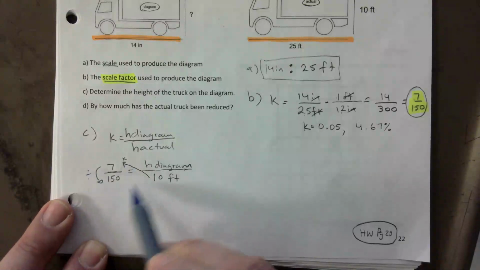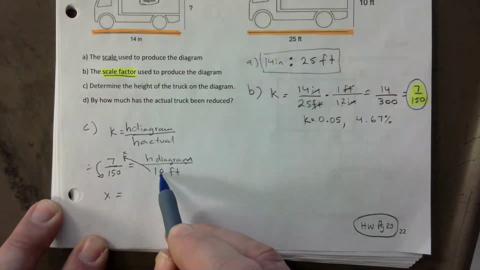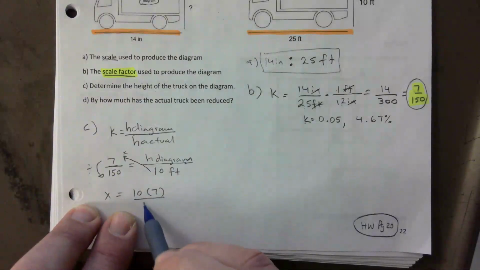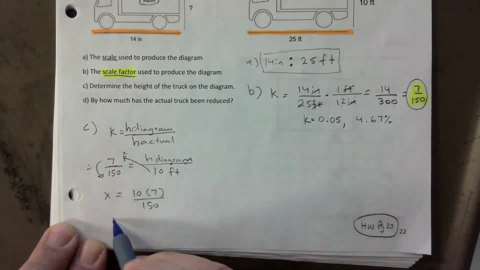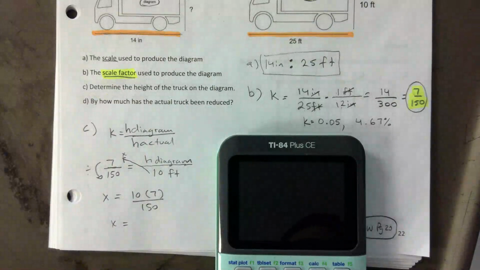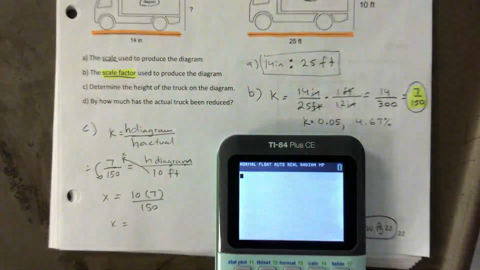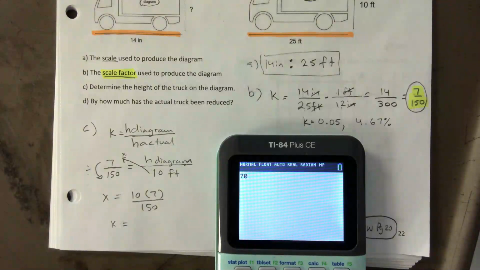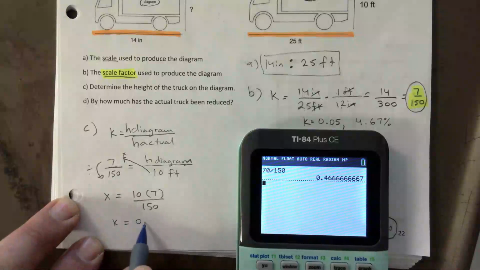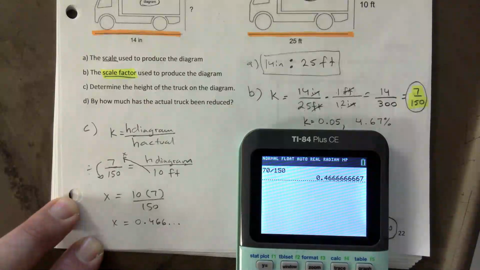And this is not showing your work. Some students think, oh, that's showing your work. That's just a trick. So I go 10 times 7 divided by 150. That would be the proper way of showing your work. And that's 70, right? 70 divided by 150, and that's 0.466. That keeps going.